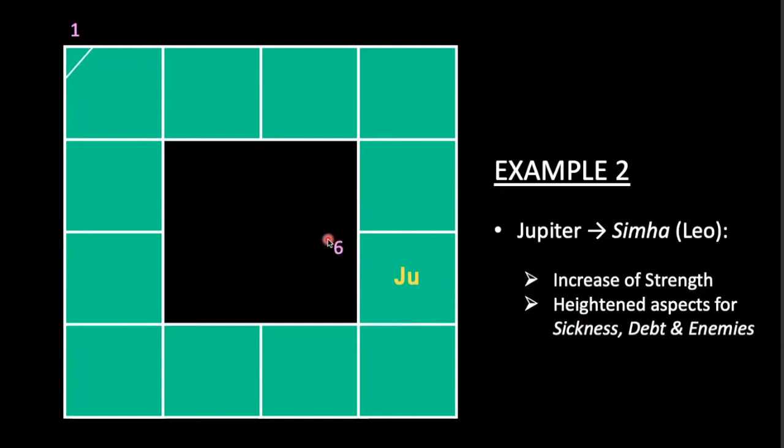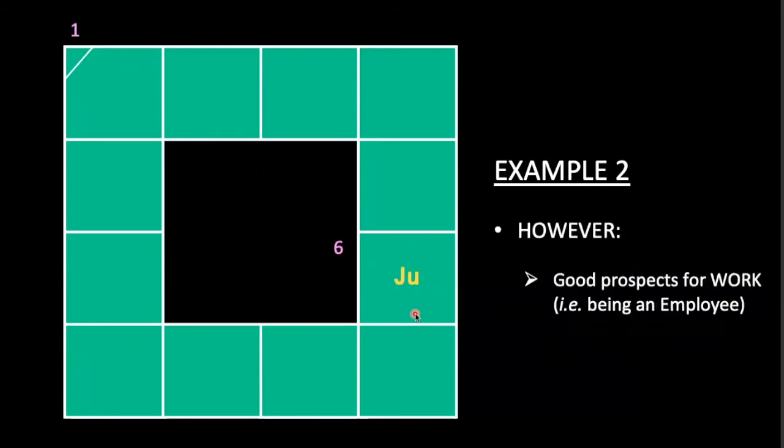So I hope you guys are getting the gist of it, right? A good planet in a Dusthana house is actually a negative thing. However, as I've mentioned, it also represents employment, right? If Jupiter is here, you have good enemies, good disease, good debt in your life, but you also have a good prospect for work, because the sixth house represents the only positive thing that the sixth house represents in the current era. I mean, that's not the only positive thing.